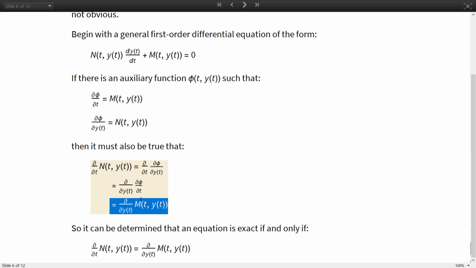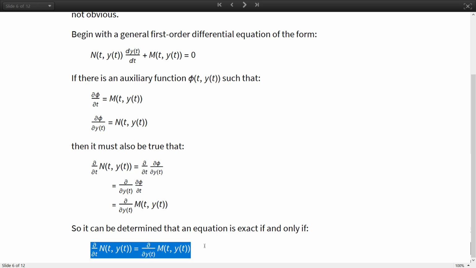Therefore, the n and the m functions are related by this differential relation. By knowing this differential relation and being able to identify the m and n functions in the differential equation, we can check if the functions satisfy this differential relation. If they do satisfy the differential relation, then we can conclude that the differential equation can be classified as exact.